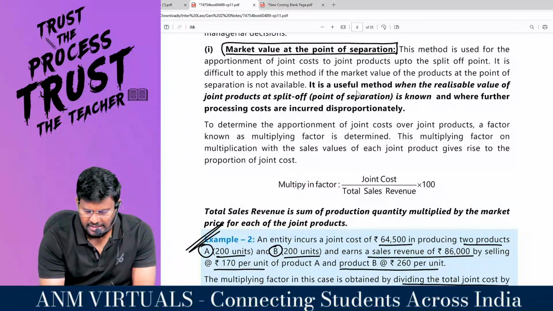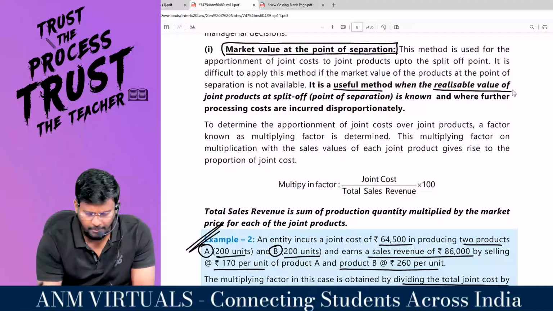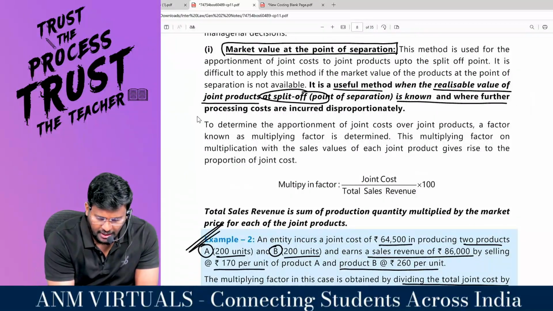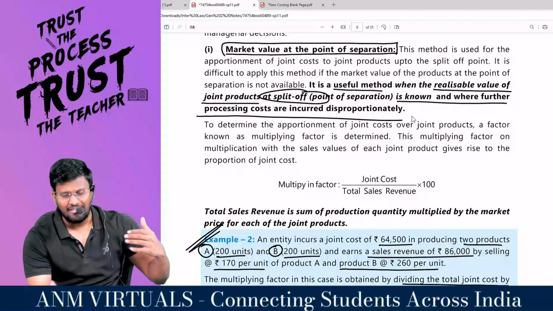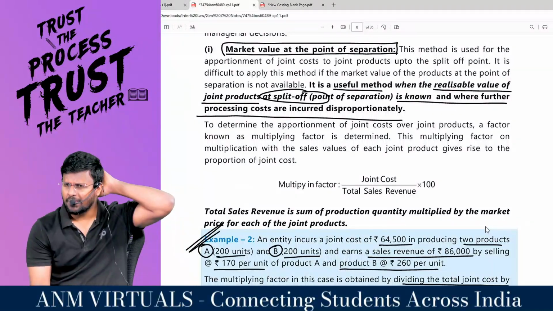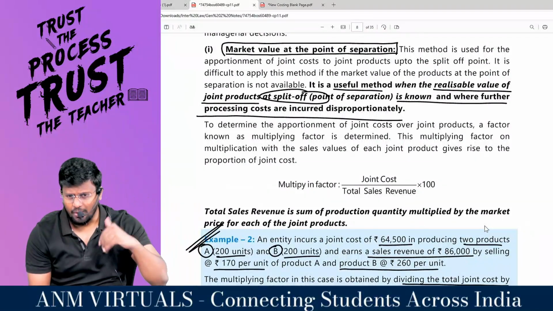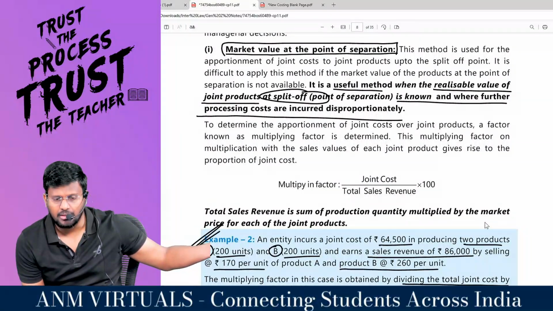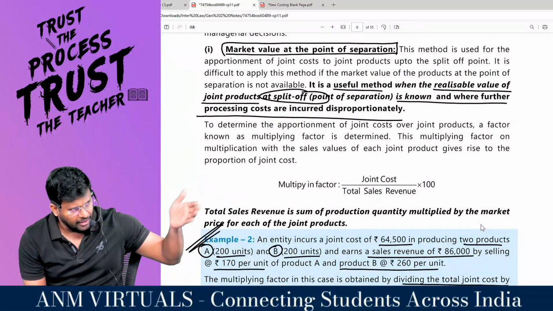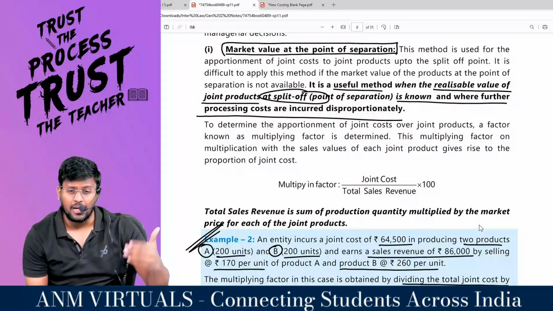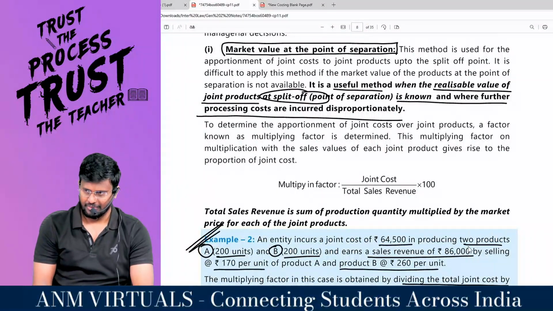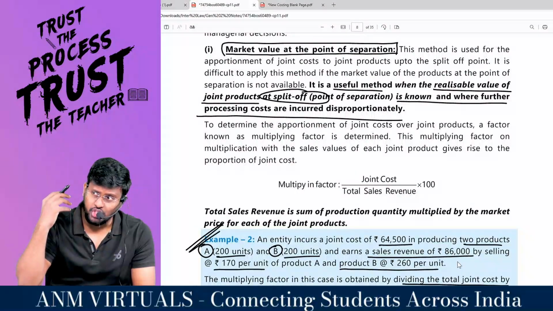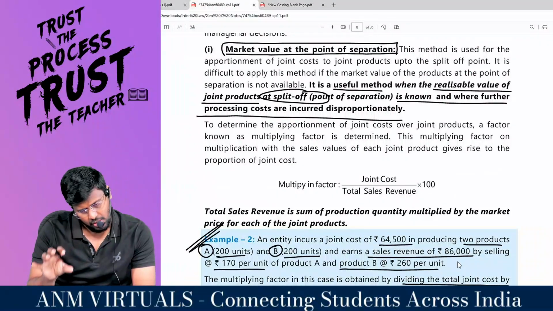So it is a useful method when the realizable value of the joint product at the point of separation is known and where further processing costs are incurred disproportionately. Why disproportionate? Because NRV has a problem. In NRV, from the ultimate selling price we subtract the profit, and similarly we subtract the further processing cost. If further processing cost is incurred proportionately and equally, then subtracting it works.